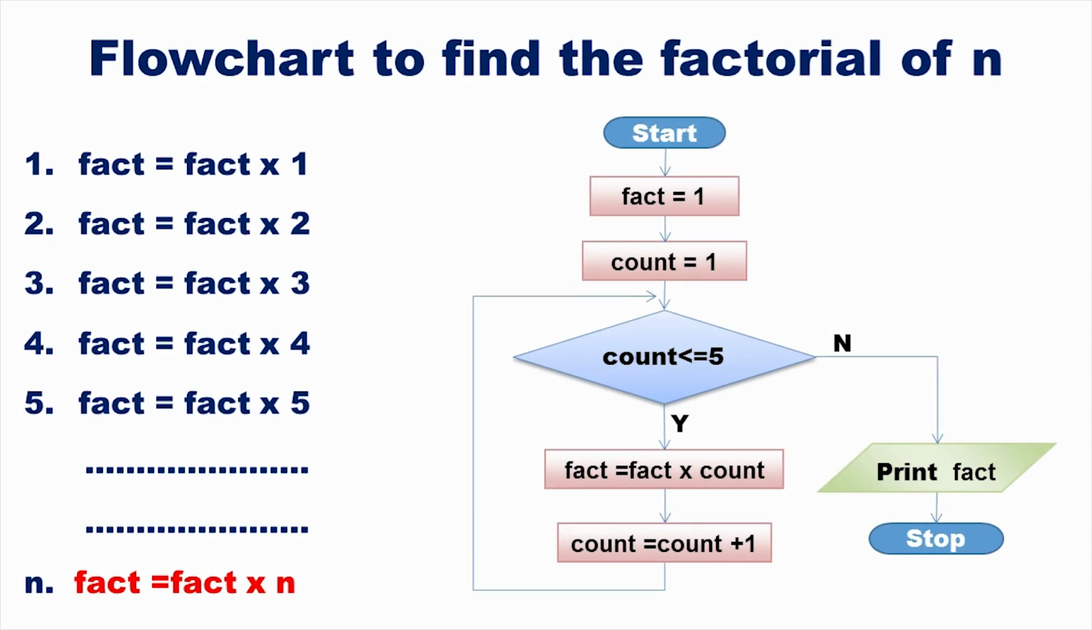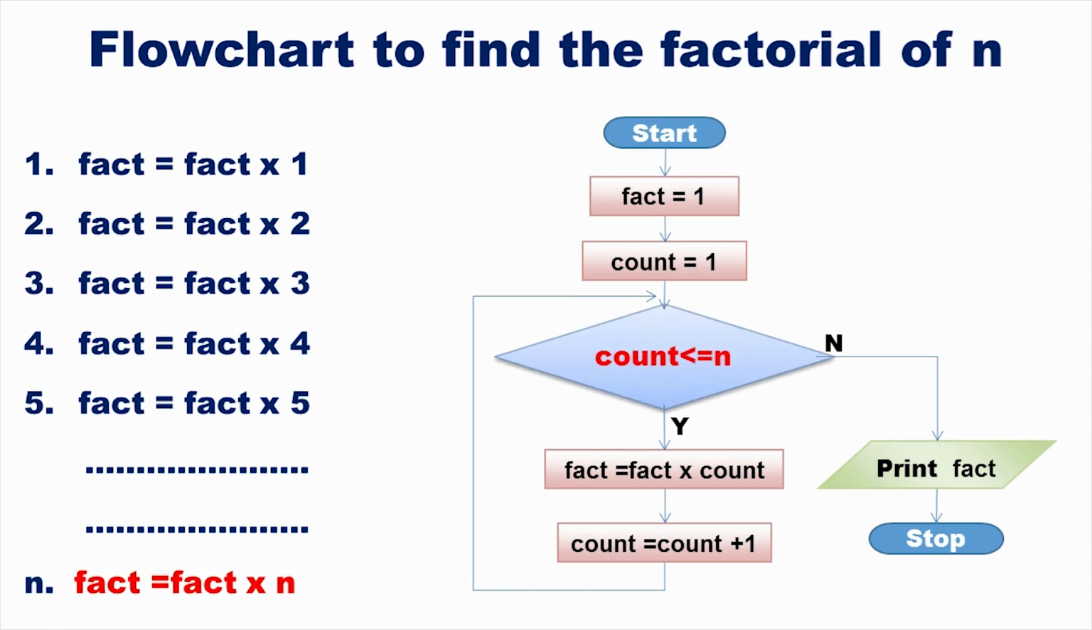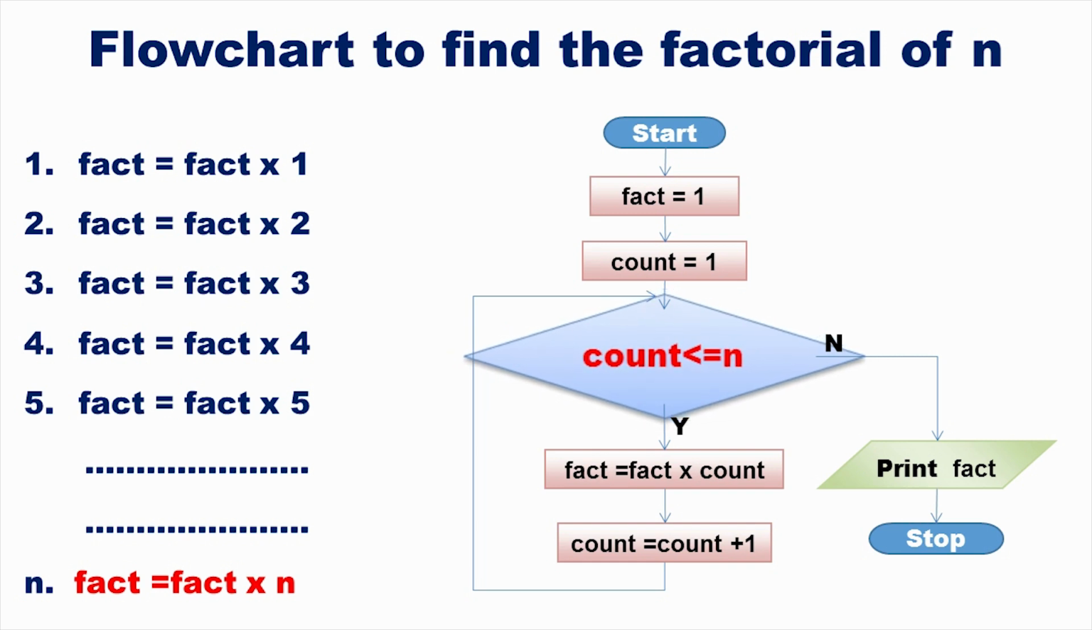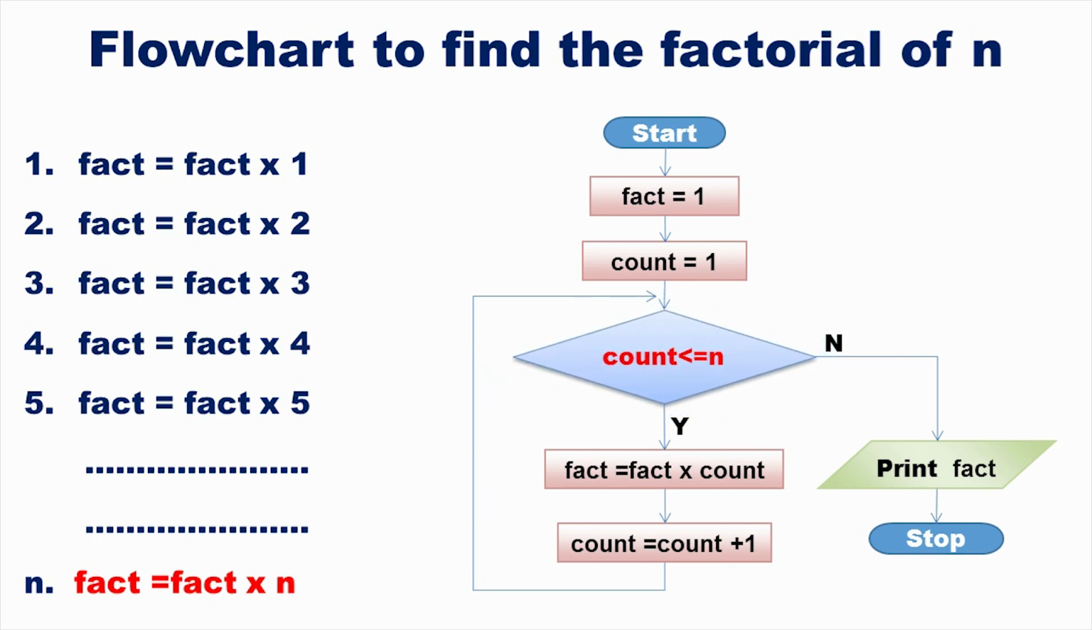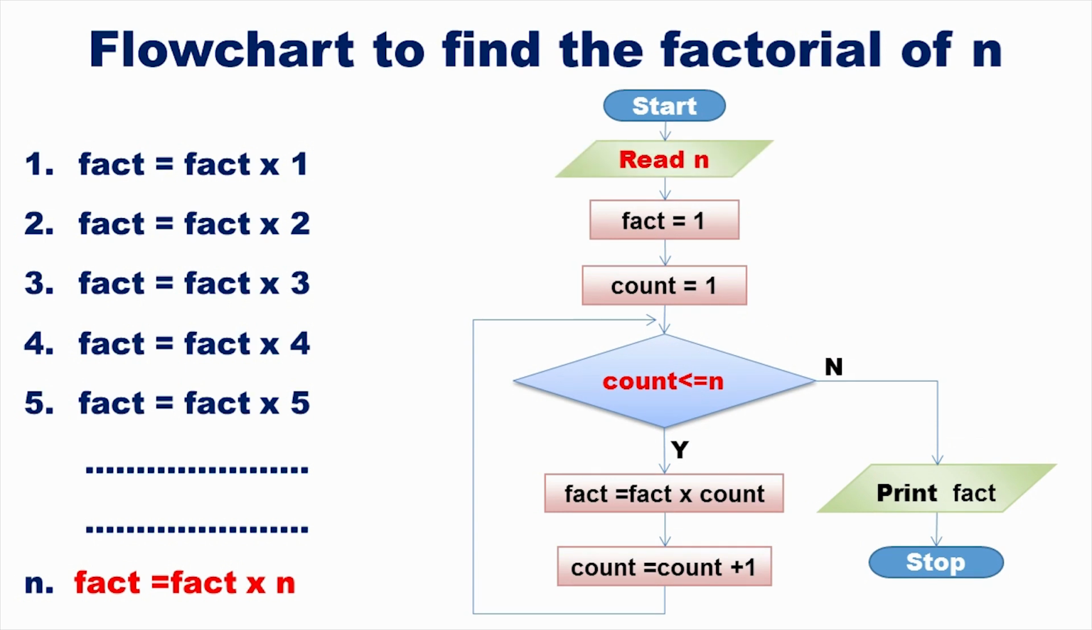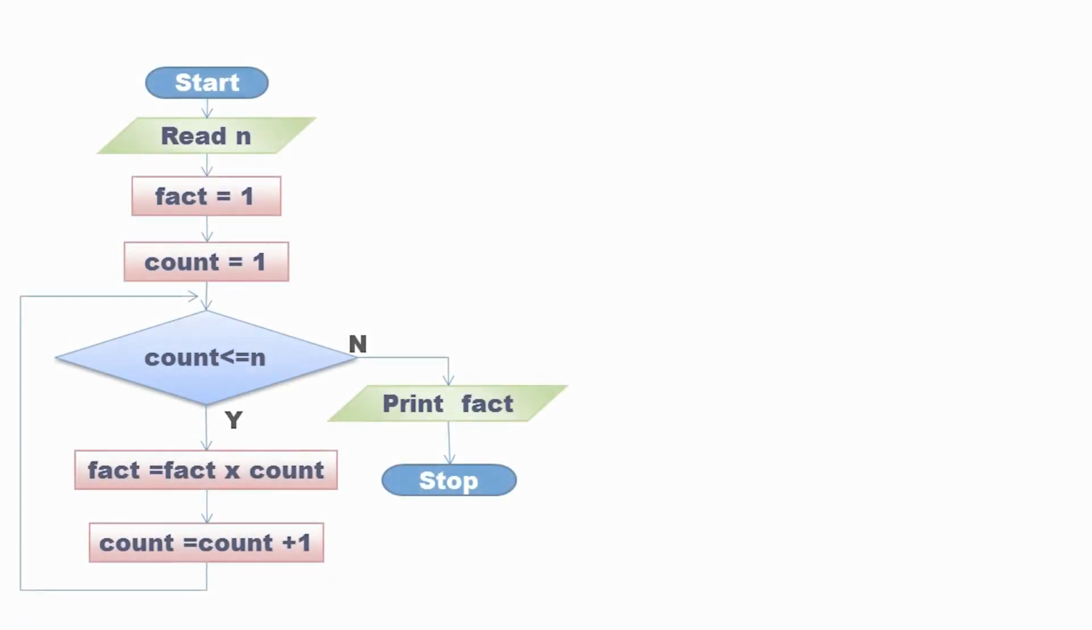Let us now draw the flowchart to find the factorial of n. Here the loop should continue up to n. That means the termination condition is count less than or equal to n. But we do not know what is the value of n. So first read the value of n. Here is the flowchart to find the factorial of a number n.